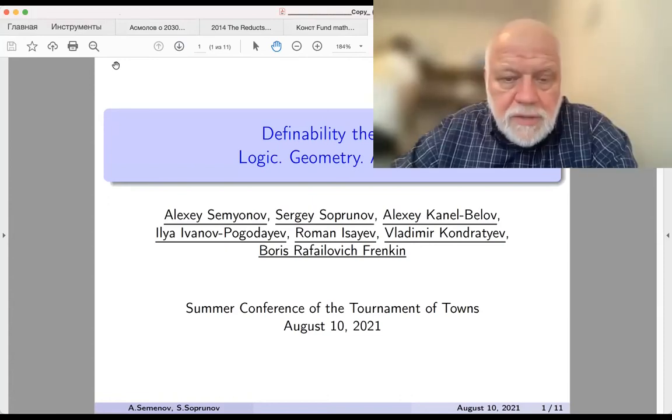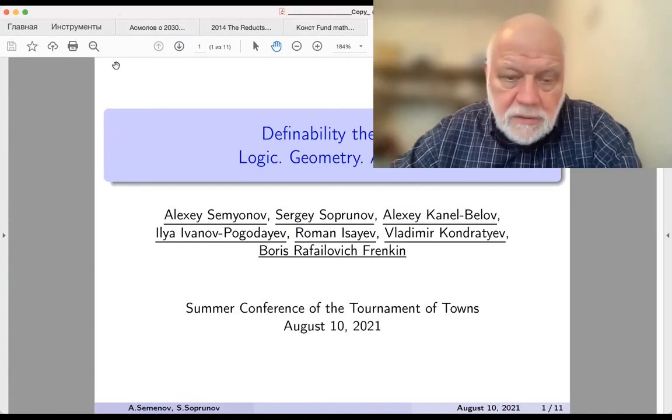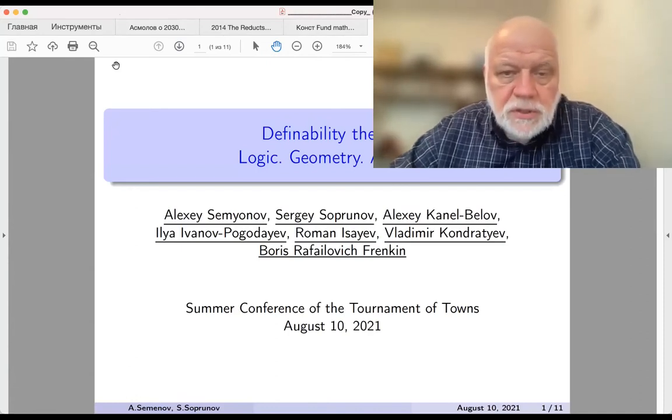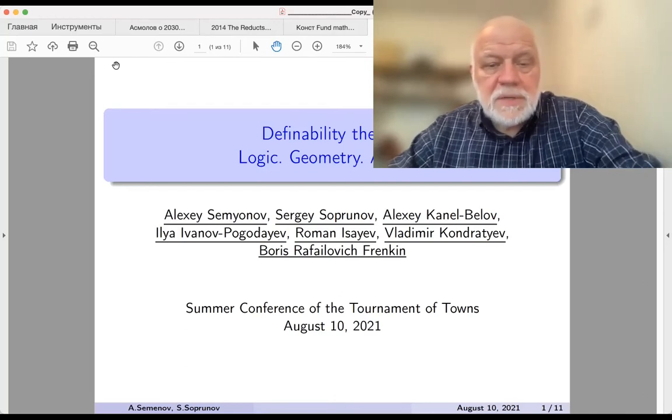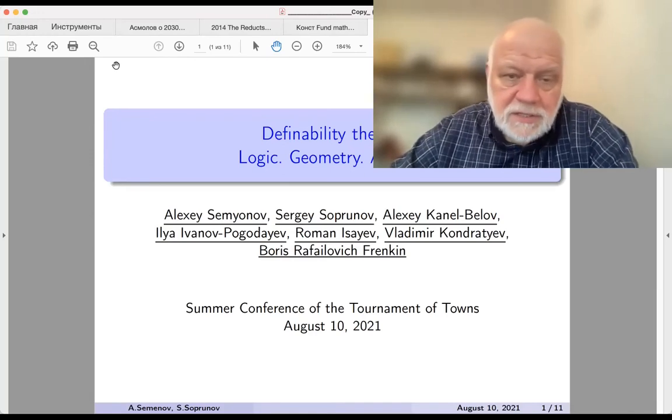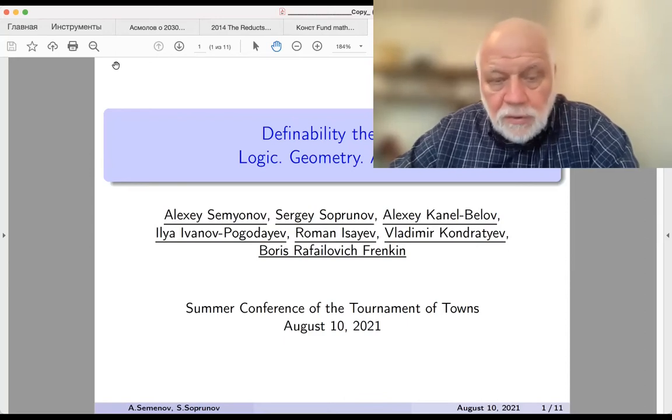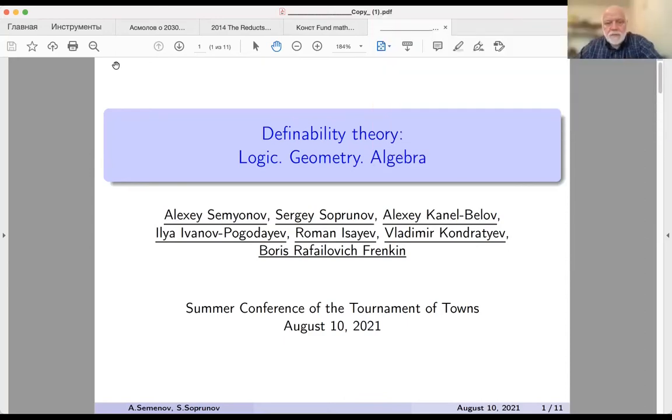So today is the final presentation of our project on definability theory. And as you remember, it's a combination of considerations in logic, which is the origin of our problems, but also we apply some considerations from geometry and algebra.